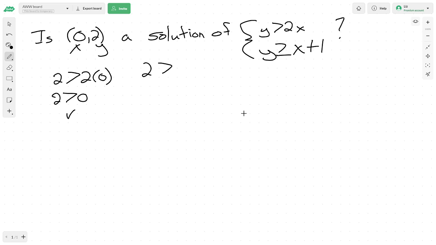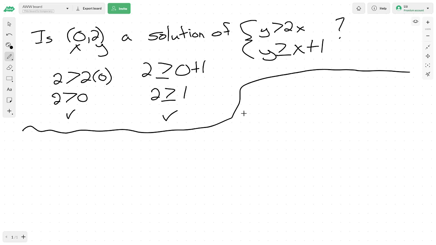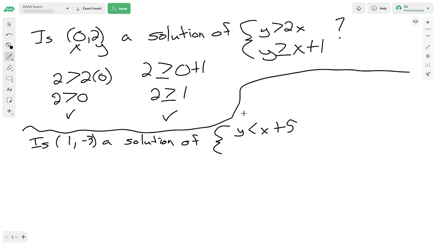Is 2 greater than x plus 1, 0 plus 1? Yes, 2 is greater than or equal to 1. So that checks out. What about this one? Is (1, -3) a solution of y is less than x plus 5, and y is greater than or equal to 2x minus 2? Remember, this is my x, this is my y.